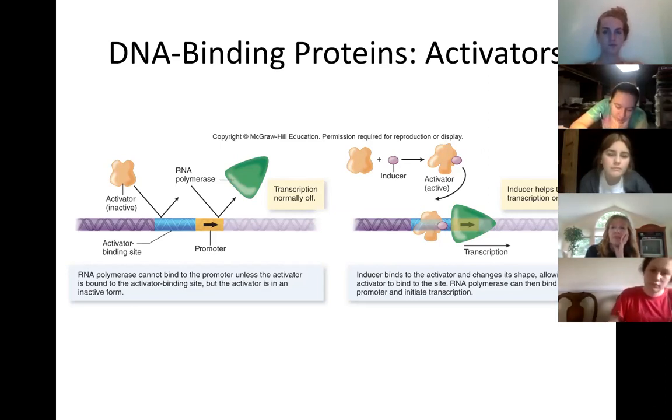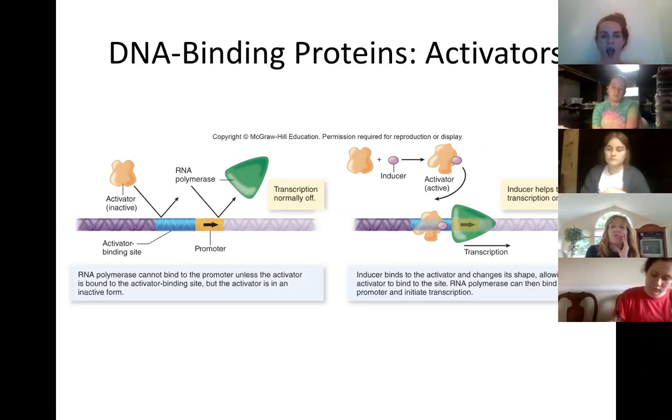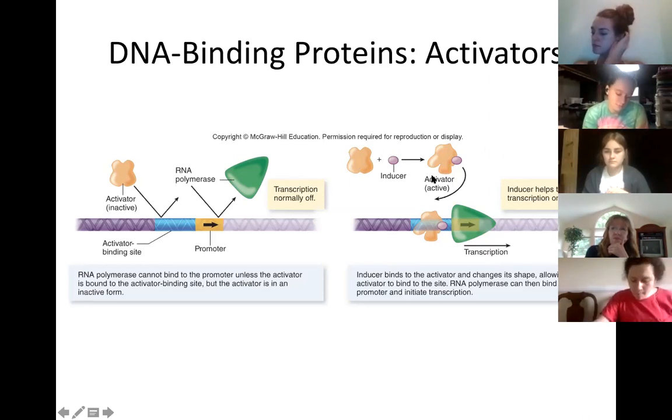So you have a couple of inducers. You have an inducing molecule that knocks off a repressor. You can also have an inducing molecule that binds to the activator, activates it, so it can bind to the activation site, and then your RNA polymerase is able to bind to the promoter and start transcription of that gene.